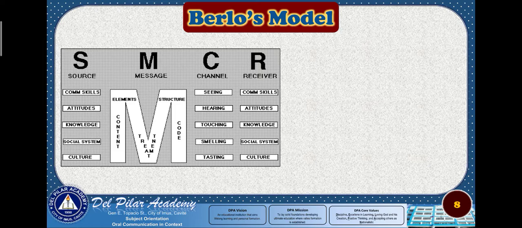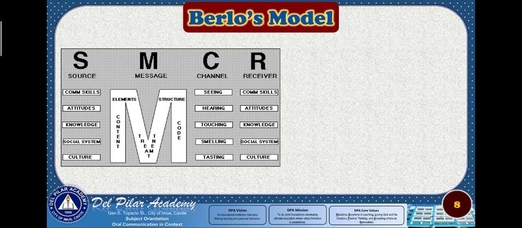And lastly, of course, the sender is affected by his culture or the set of values, belief system shared by the people in a community. Meaning, the source is affected by many different elements. Next, we have the message.